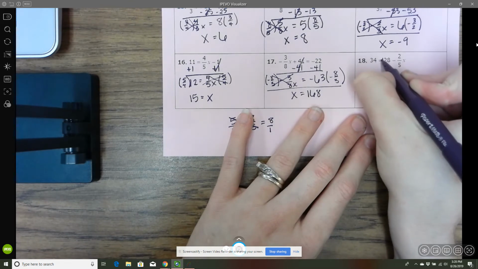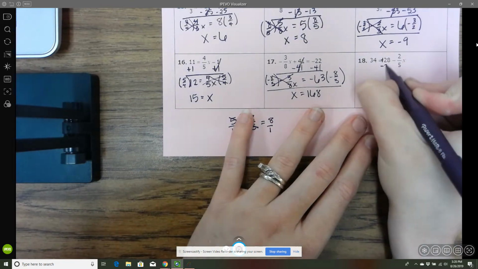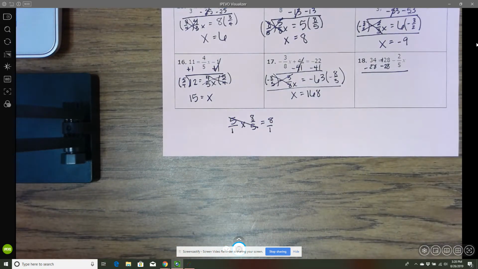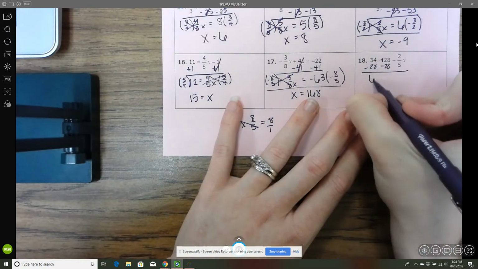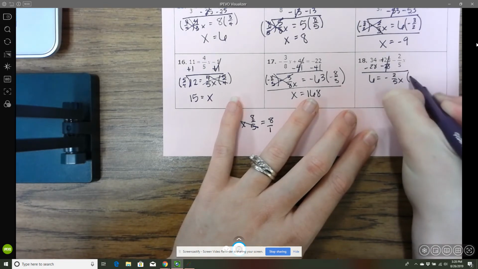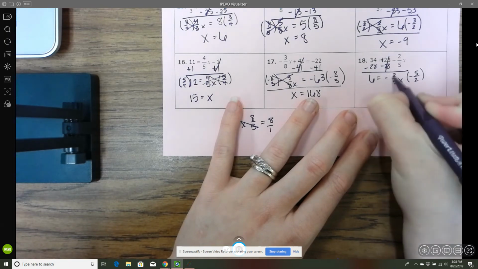And then finally, here's one of those that's kind of backwards. So remember, this 28 is a positive. So to get rid of a positive, we do the opposite, which is a negative. So 34 minus 28 would give me a 6. These cancel. And then we're going to multiply by the reciprocal. Don't forget your negative signs.